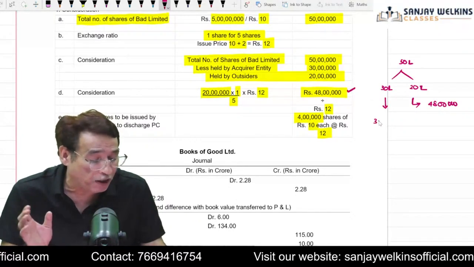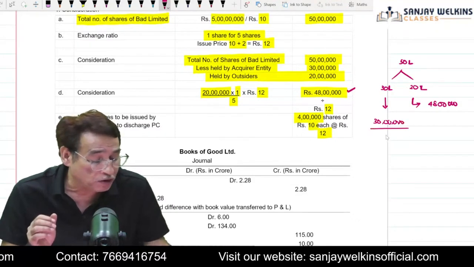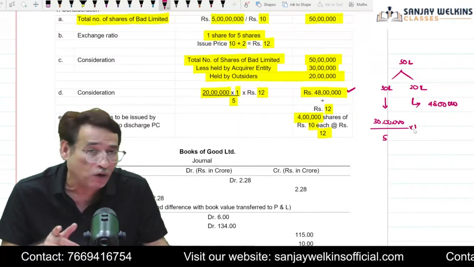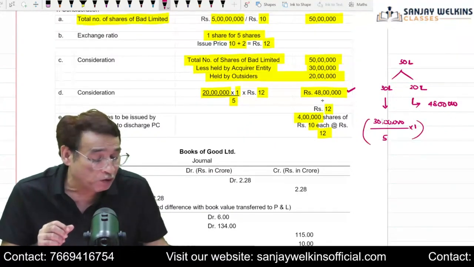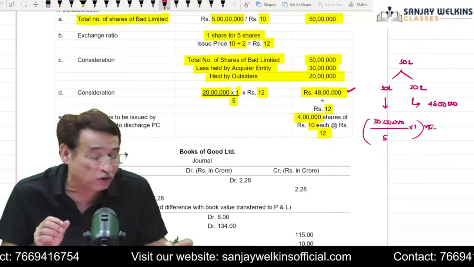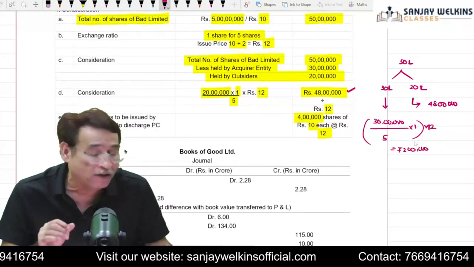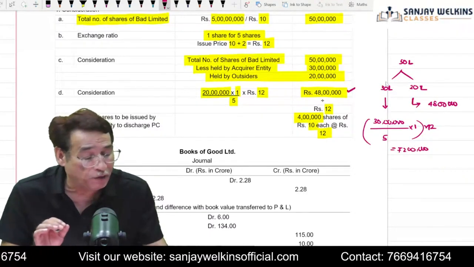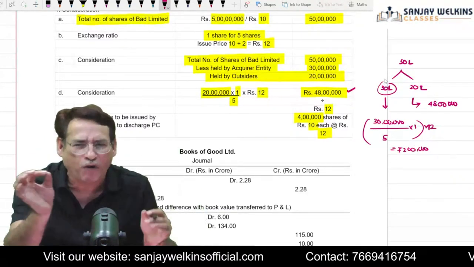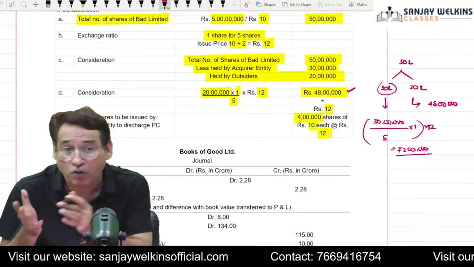Suppose you would have paid for 30 lakh shares. First of all, you would have divided it by 5 into 1, because for 5 shares you are going to issue 1 share. That means total number of shares is 6 lakh. And you would have made the payment at the rate of rupees 12. So all in all, you would have made a payment of 72 lakh. Suppose you would have made the payment to 30 lakh shareholders, presume that these 30 lakh shareholders for a while are also outsiders. Then in that case, you would have paid 72 lakh to them.